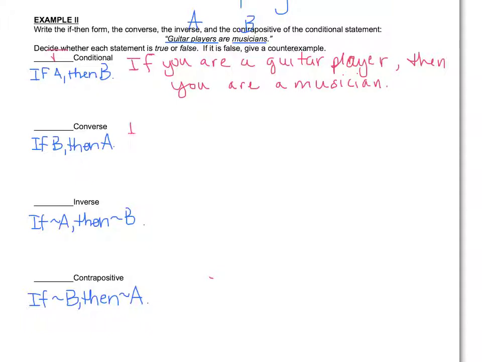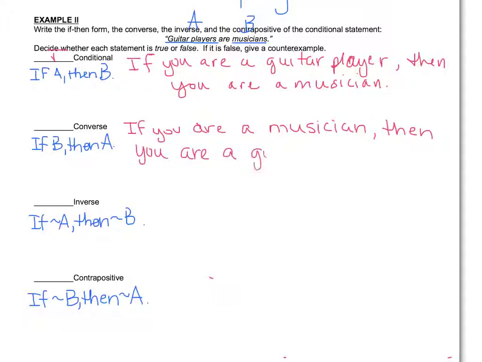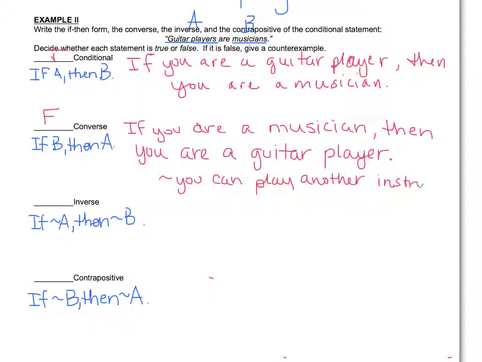The converse is if you are a musician, then you are a guitar player. Well, let's think. Is anybody a musician who's not a guitar player? I play the piano. I can't play the guitar. I would consider myself a musician because I play the piano. So this is definitely a false thing. And our counterexample is you can play another instrument. Or couldn't you sing and you'd be a musician? You don't have to play the guitar, just be a musician.